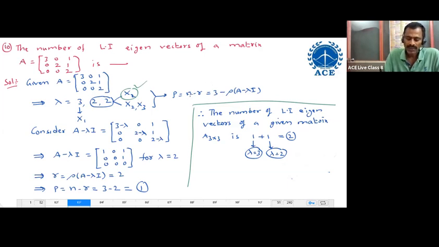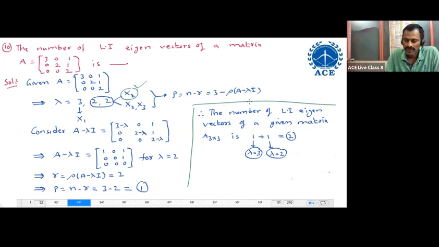N is the order of the matrix A, or the number of elements in the eigenvector. For a 3 by 3 matrix, the eigenvector is of order 3, a third order vector contains 3 elements. So n equal to 3. Now we have to find the R. But R is the rank not of matrix A. R is the rank of its characteristic matrix, A minus lambda.